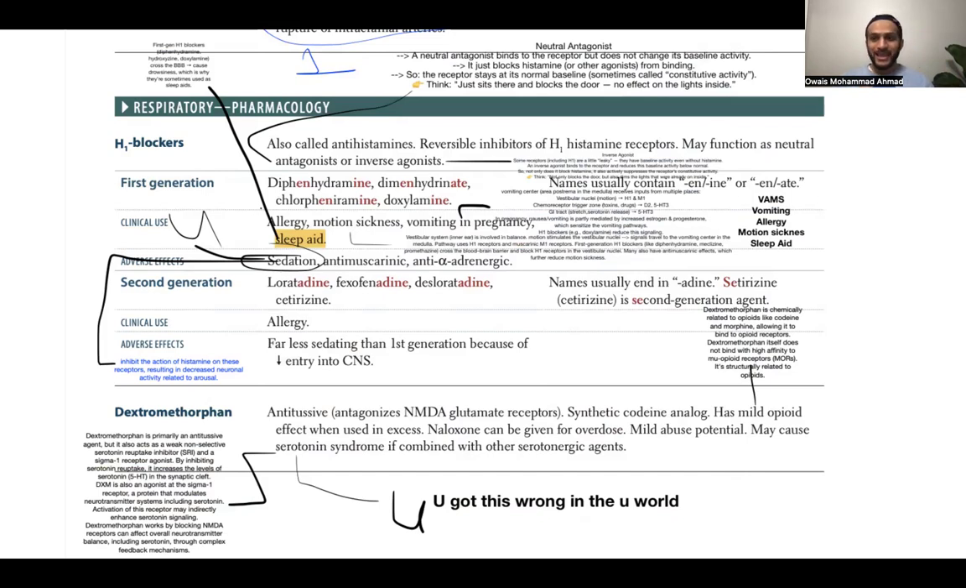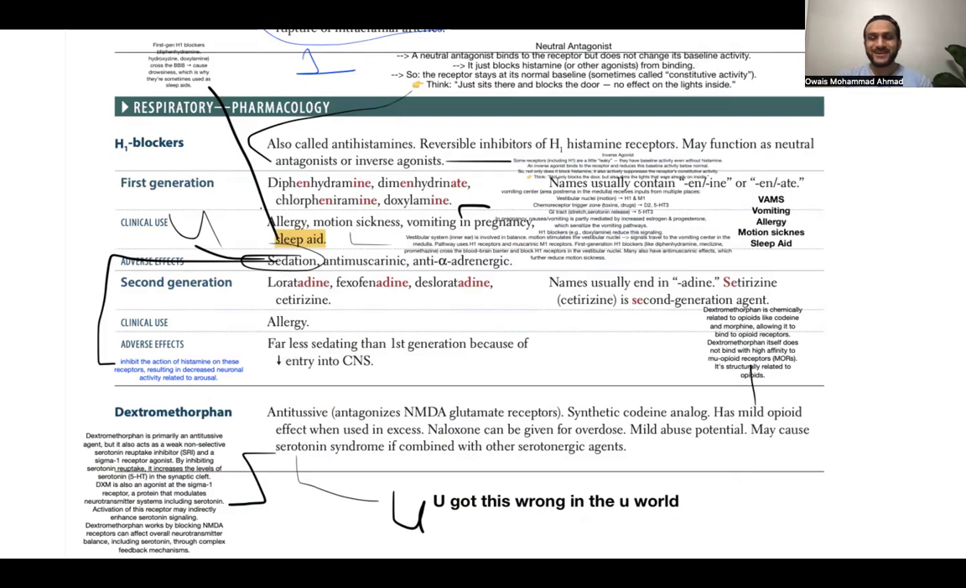First of all, H1 blockers are also called antihistamines. They're reversible blockers of the H1 histamine receptor. Many function as neutral antagonists or inverse agonists. A neutral antagonist essentially means you block a receptor and you get baseline. An inverse agonist means, imagine this receptor is my fist: you're not just blocking it, you're bringing it lower than baseline.